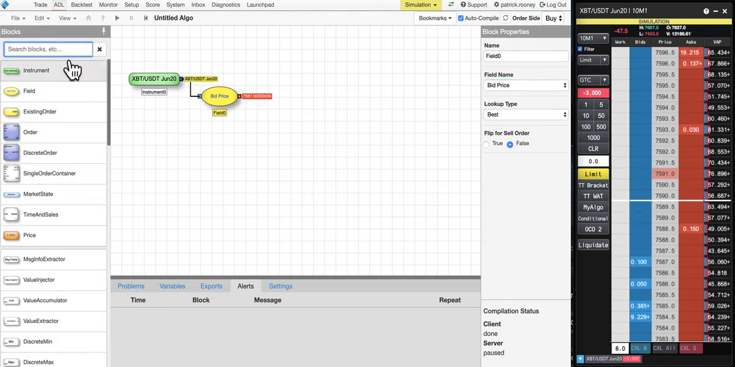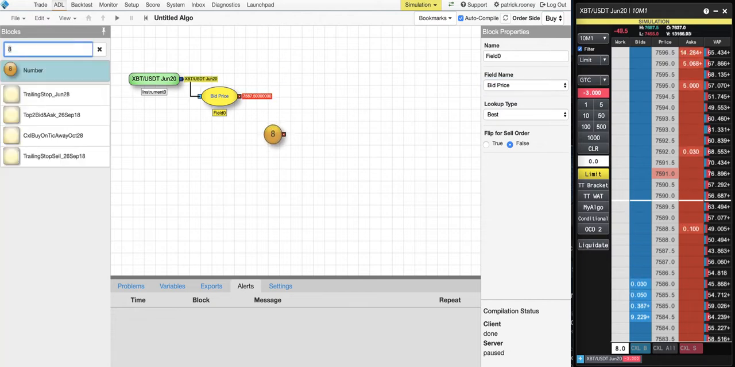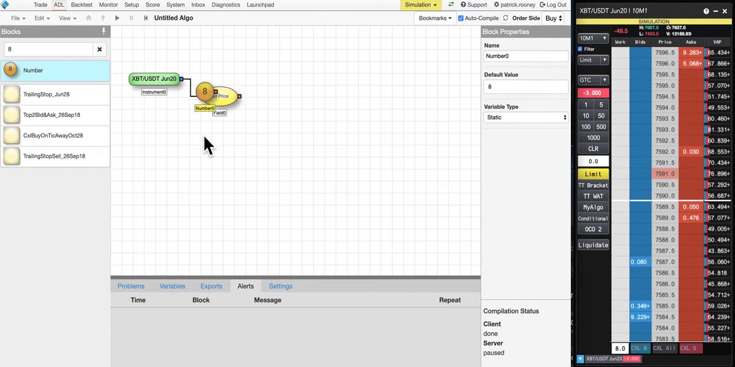I said I wanted to go, let's go 8 ticks above. Why not? Just 8 ticks. So this is going to be my tick diff. Call this ticks away. Just like that. And it's going to be the bid price.